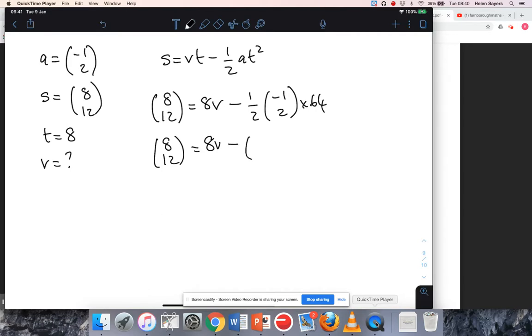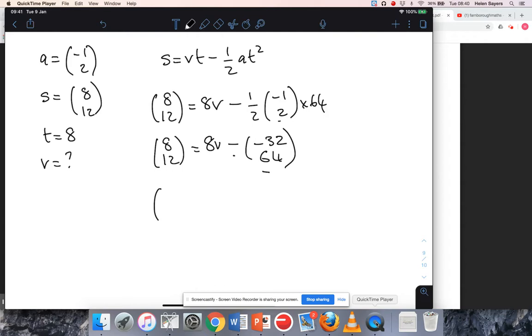So be really careful with signs. That's going to be -32 in the vector because of the -1 there, and obviously there's a minus there as well I need to be careful of. And then a half times 2 is obviously 1, so times 64, so that would just be 64. So then because of that minus there, I'm going to add this vector over. So just be really careful.